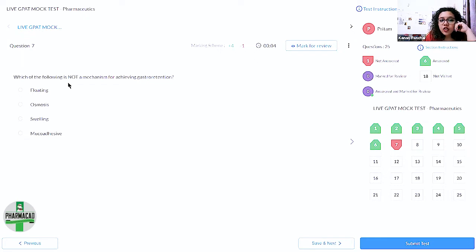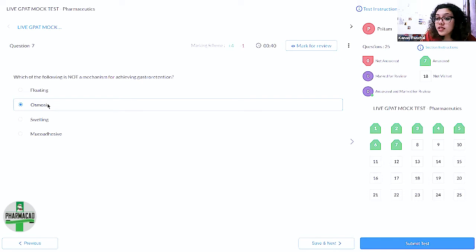Which of the following is not a mechanism for achieving gastro-retention? Have you all learned this? Yes or no? Yes, ma'am. And I'm also making a note who is answering and who is not. Ma'am, B, osmosis. Yes, ma'am. Osmosis. Who's this? पहले किसने बोला? Ma'am, Yashvi. Very good, Yashvi. I'll appreciate if you all raise hands, okay?